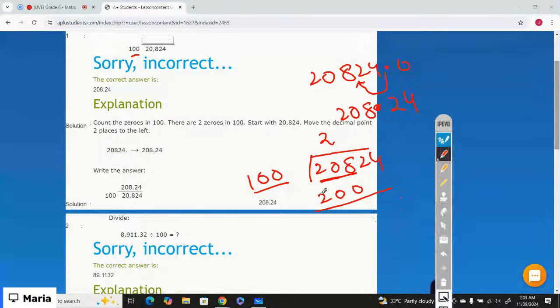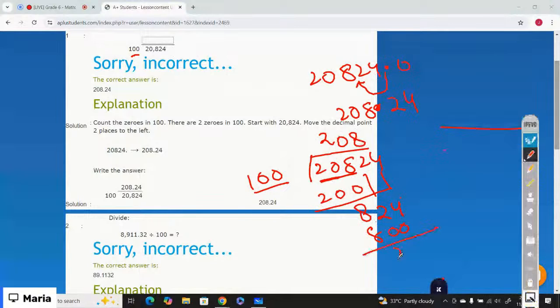When you subtract, the answer is 8. Bring the next digit down, that is 82. But 82 is less than 100. You can't divide by 82. You need to bring another digit down, and when you bring two digits down at the same step, you need to add a 0 in the answer, right? Now you can go for 100 times 8, that is 800. Got it? You have 24. Put a decimal point over here and add a 0. You can go for 100 times 2, that is 200.